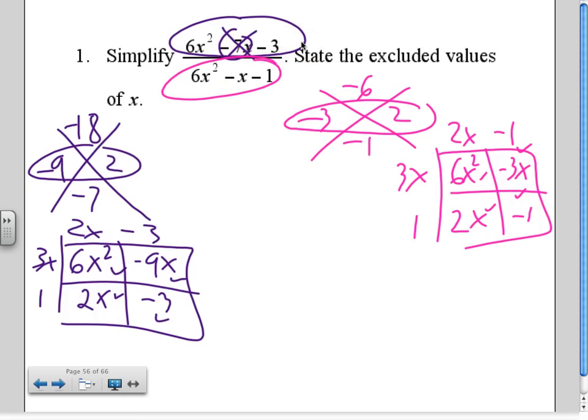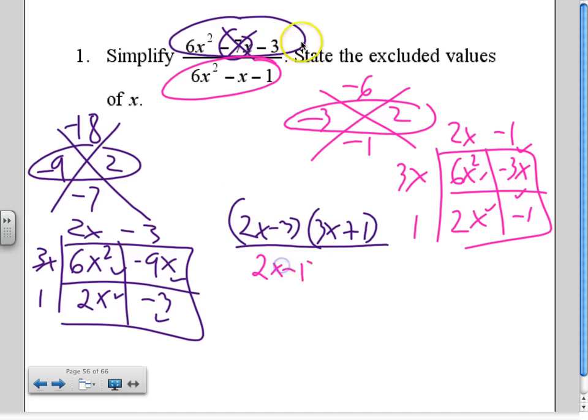So if we write our factors, this is what you see. On the top, I have 2x minus 3 and 3x plus 1. On the bottom, I have 2x minus 1, and I have 3x plus 1. Now before you say, let's start canceling the factors out, please read the direction. I asked you to find the excluded value, right? So before you start canceling out anything, look at the excluded value. Strictly, where are we looking at to find excluded values? Just the bottom.